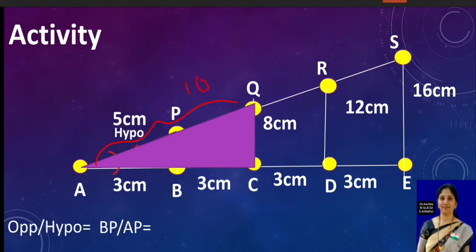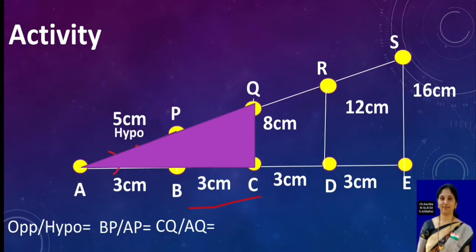This is 10. Now find the value of opposite by hypotenuse here. What is the opposite value here? This is opposite, so we get 8 by 10, which is divisible by 2. So 2 fours are 8, 2 fives are 10. Same 4 by 5 we get here. That means we can say that AP by AQ is equal to BP by AP, which is equal to CQ by AQ, that is opposite by hypotenuse we are taking.